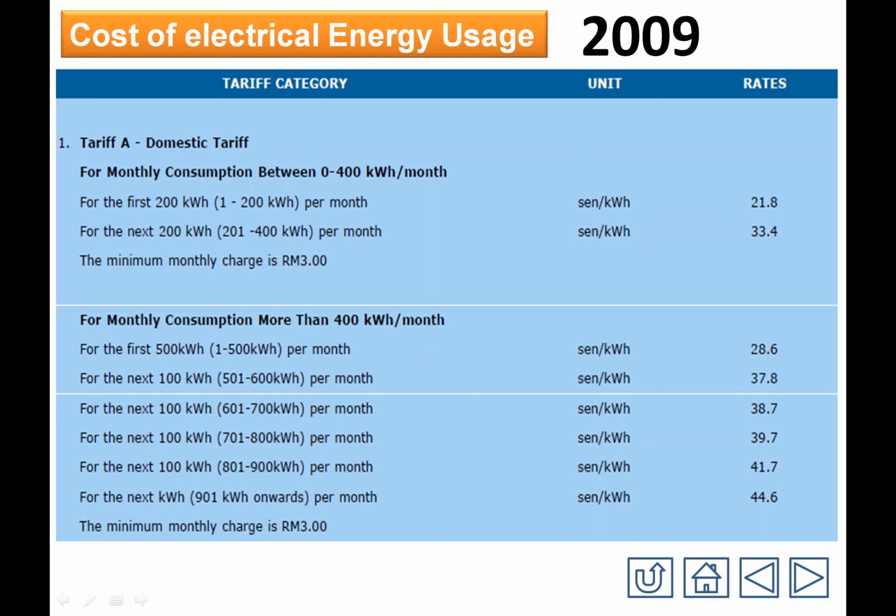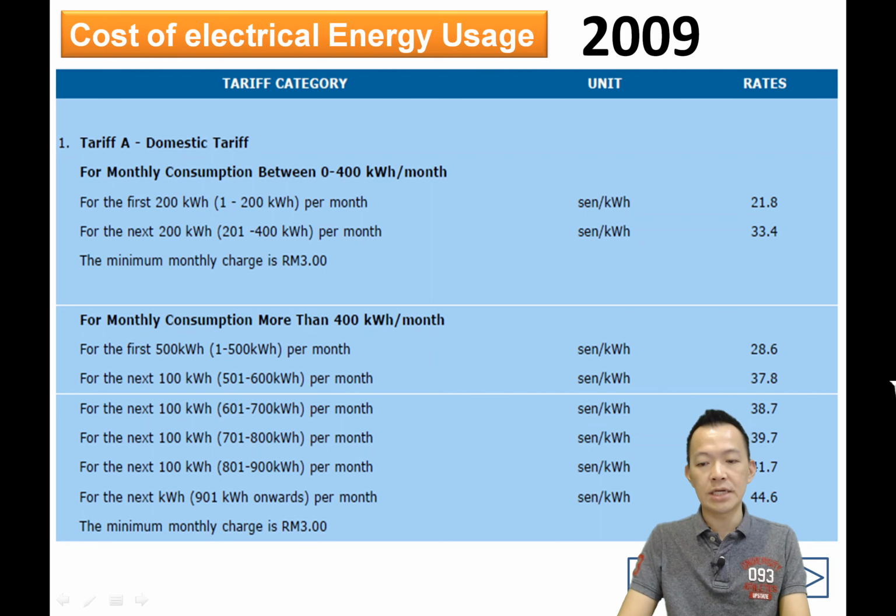In 2009, they increased again. 它又再重复了。Okay. For the first 200 unit, they never increased 21.8. So not going to affect the poor family. 不会影响贫穷的家庭。If over 200 until 400, 33.4. If the monthly consumption is more than 400, you have to jump from here, 21.8, 跳到这边来。So for the next 100, you check yourself, 你自己看啊。You pause the video and check yourselves.